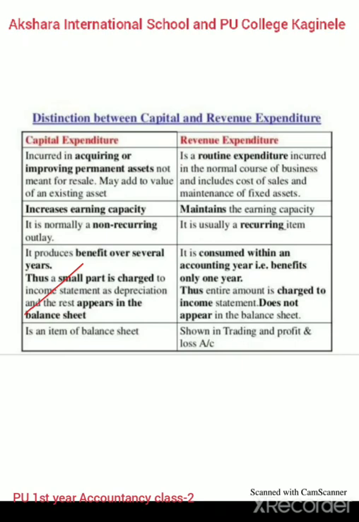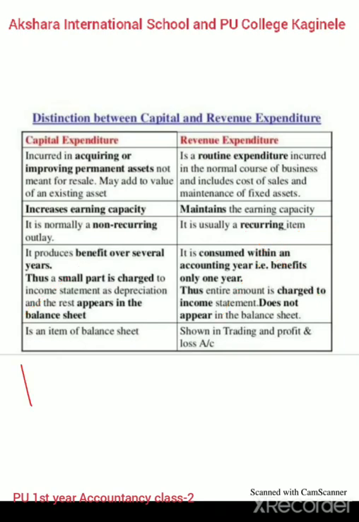The fourth one: it produces benefit over several years. It requires more than 1 year, 2 years. It isn't exhausted within a year. But in case of revenue expenditure, it is consumed within an accounting year, the benefit is only 1 year. Thus, the entire amount is charged to the income statement and does not appear in the balance sheet.